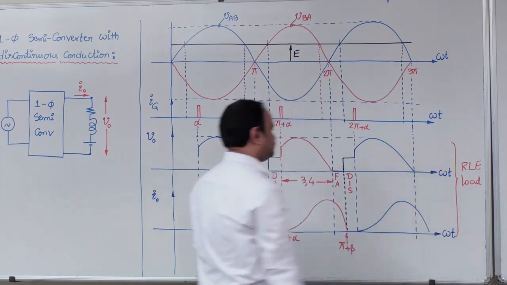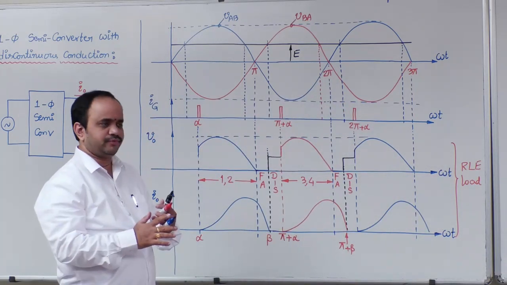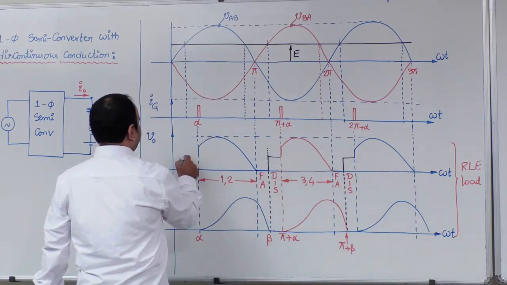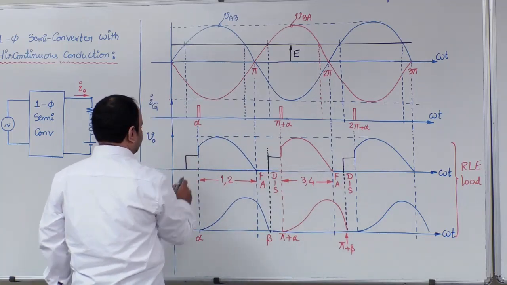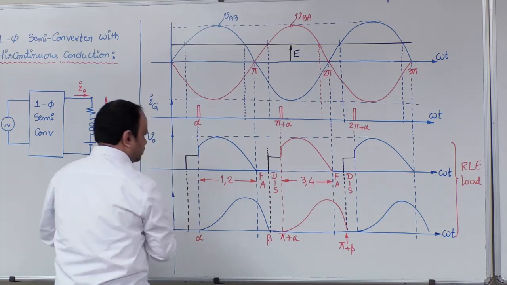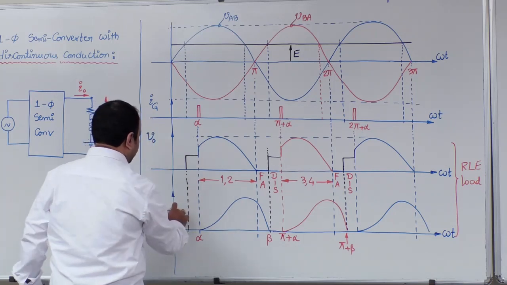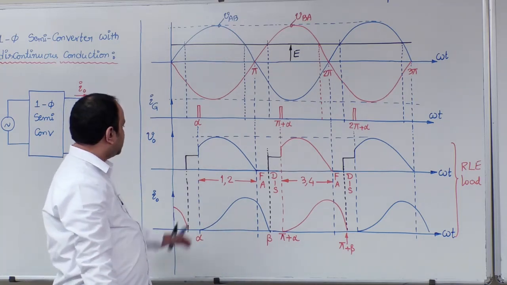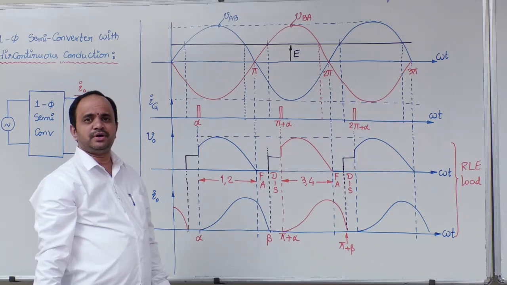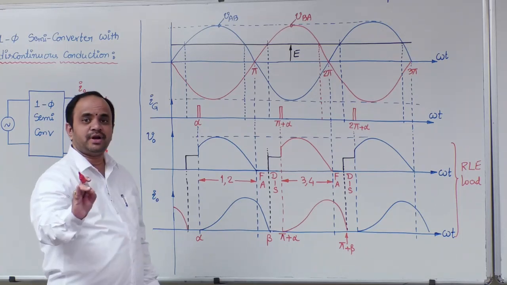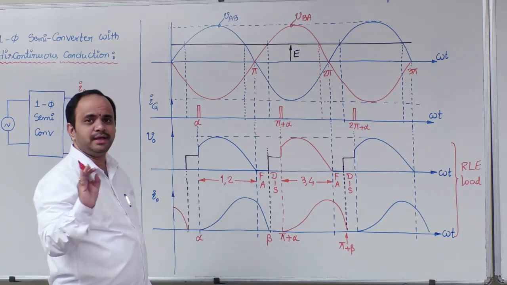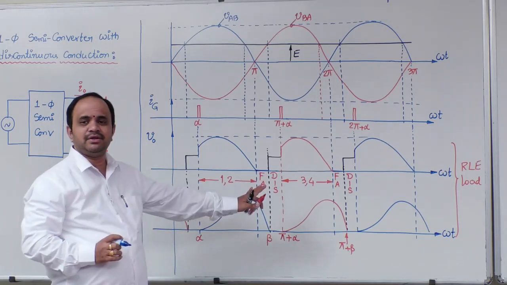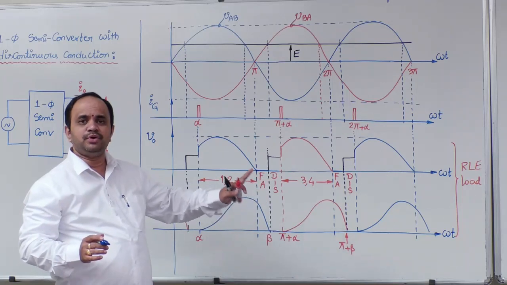This is how the V0 and I0 waveforms look. 2 pi to 2 pi plus alpha, this waveform will be the same as 0 to alpha. So these are the waveforms for V0 and I0 particularly for RLE load. Now, by using this waveform, let us calculate the average output voltage.